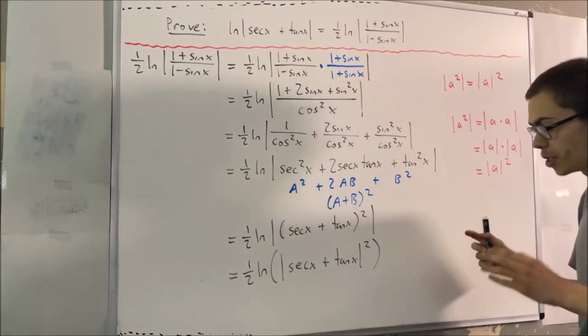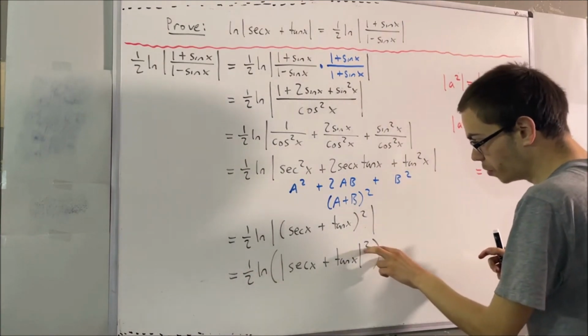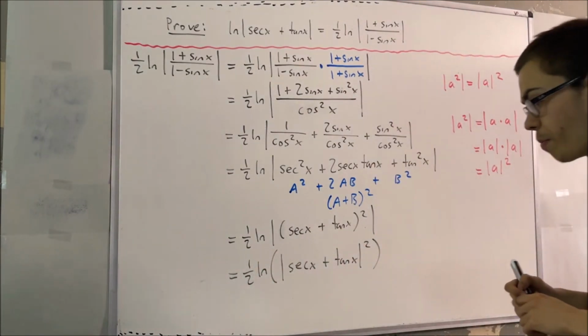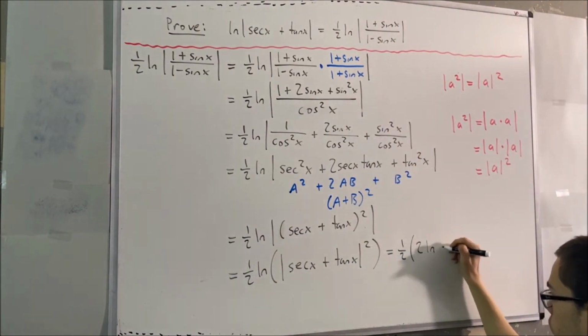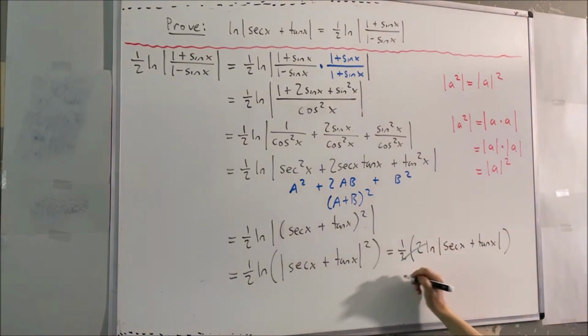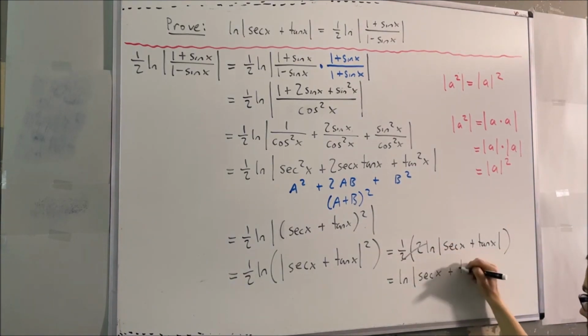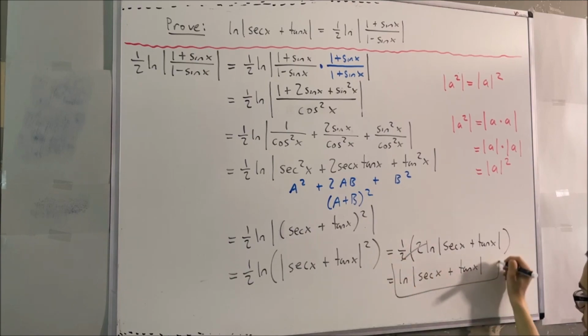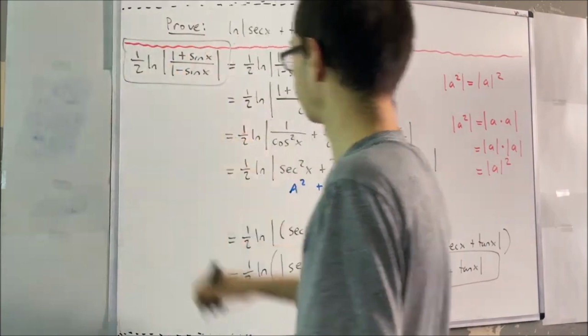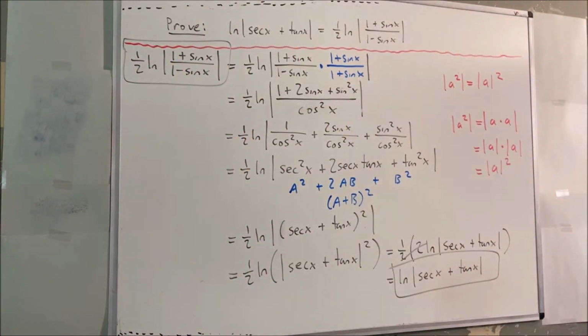And so the next thing that we're going to do is we're going to move the exponent of 2 to the outside of the natural logarithm. If you recall, that's just the logarithm power rule. As you can see, the 1/2 and the 2 cancel out, so you're left with this. And so as you can see, this proves that they're identical to each other. And so yeah, that's pretty much the way it works.